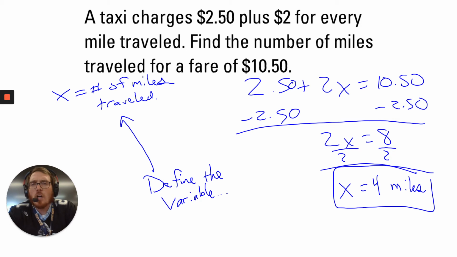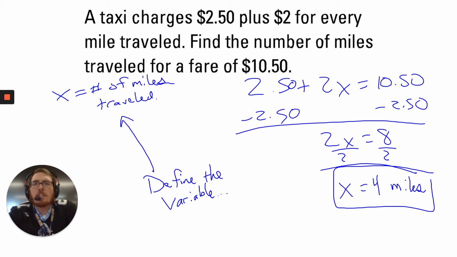The one thing that I would caution you is when you have to explain yourself on questions that are word problems, you have to make sure that you define your variable first. So in this question, we're trying to figure out the number of miles traveled. So x equals the number of miles traveled. You have to explain that to the person reading it before you start solving and setting up equations.